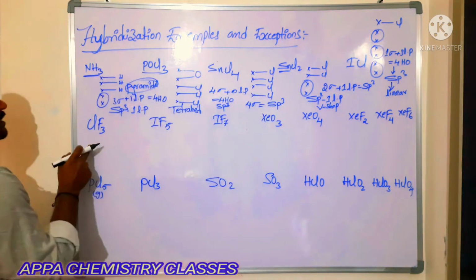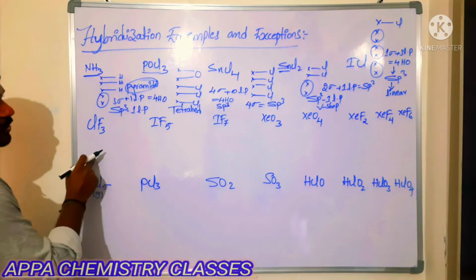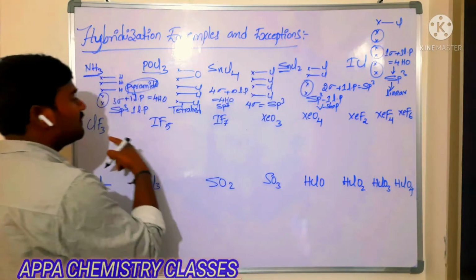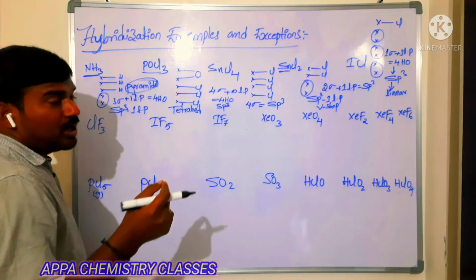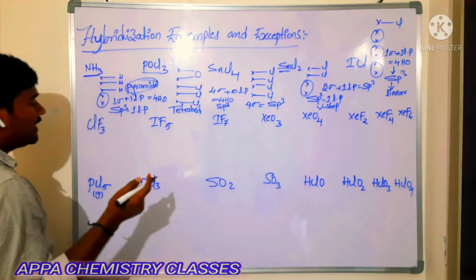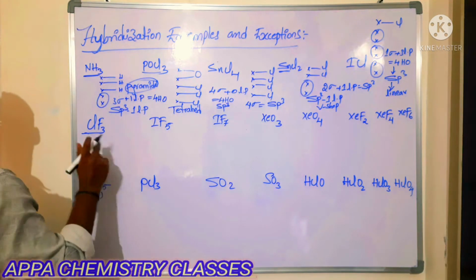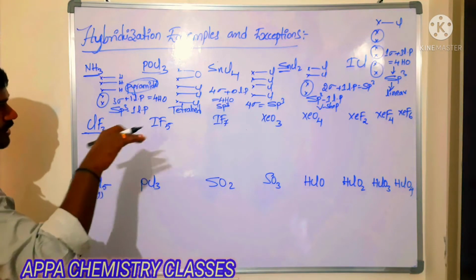Next we are going to see ClF3. Most important, this ICl, ClF3, IF5, IF7. These are called interhalogen compounds. These interhalogen compounds are more reactive than the halogens.